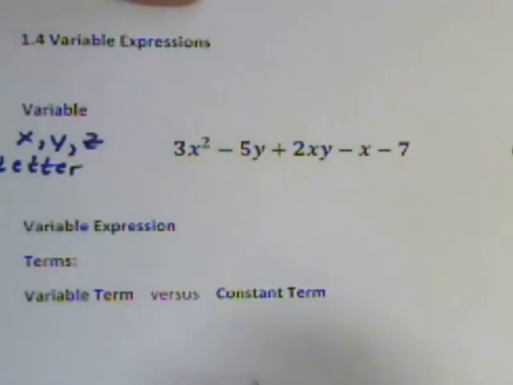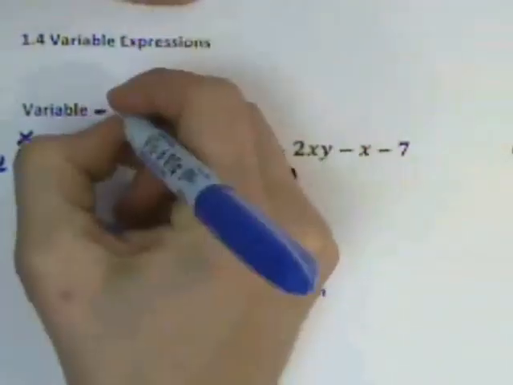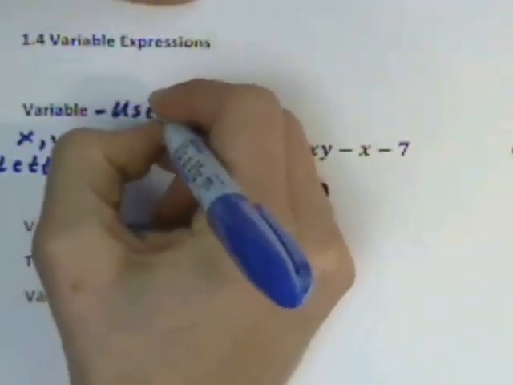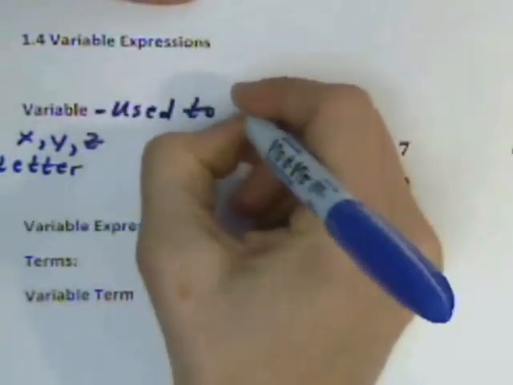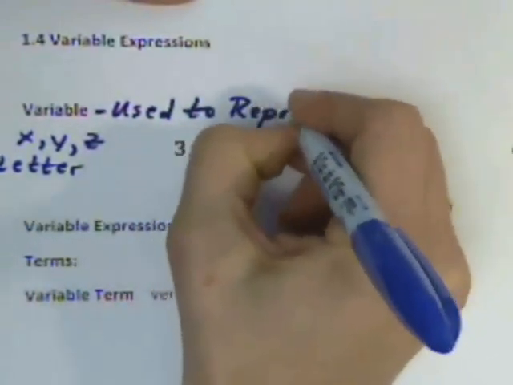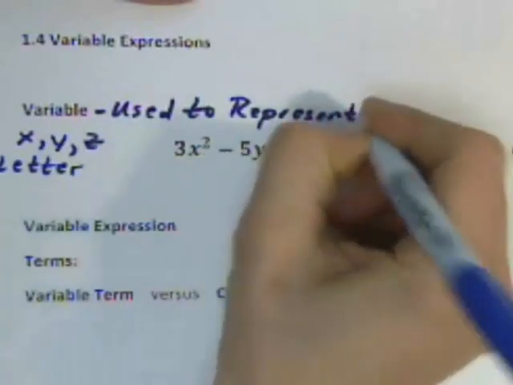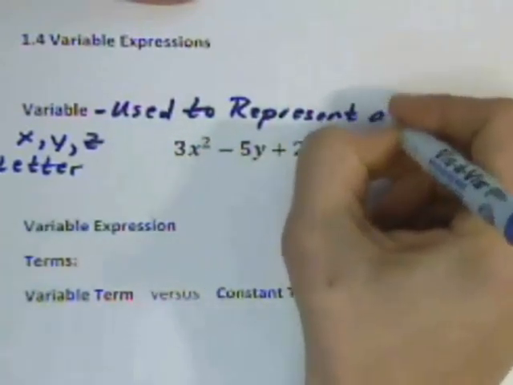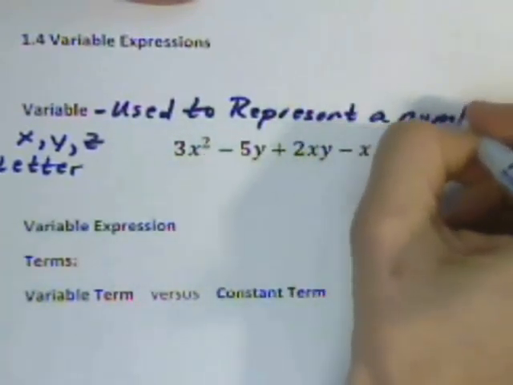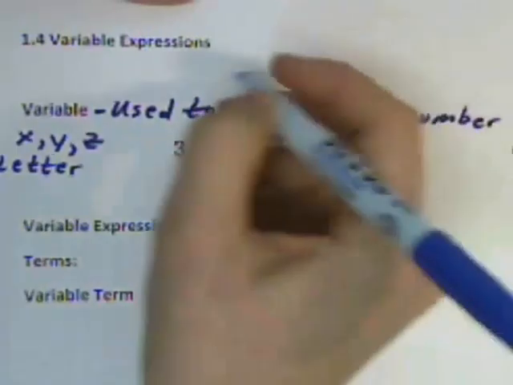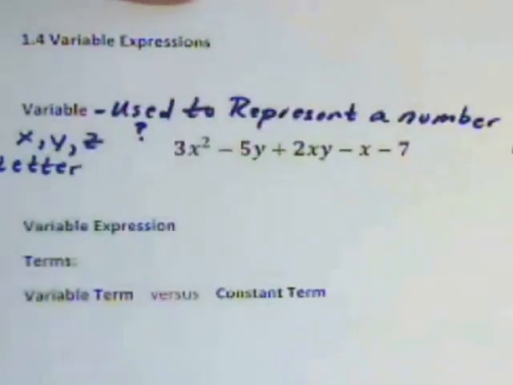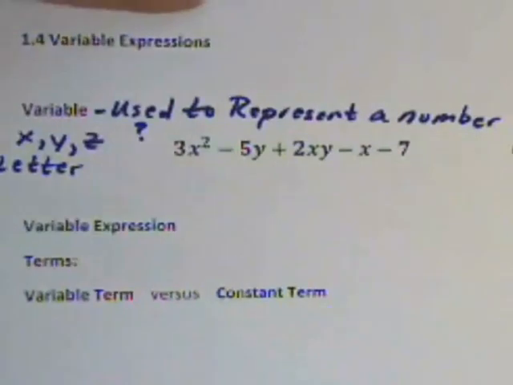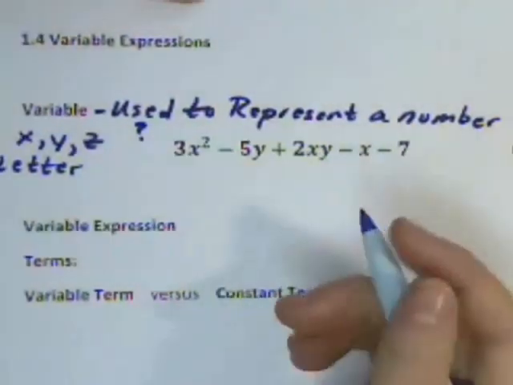represent a pattern. So the idea is variables are used a lot of times to represent a number. A lot of times you could think about that number as kind of a question mark. We just don't put question marks everywhere because that would be kind of messy.